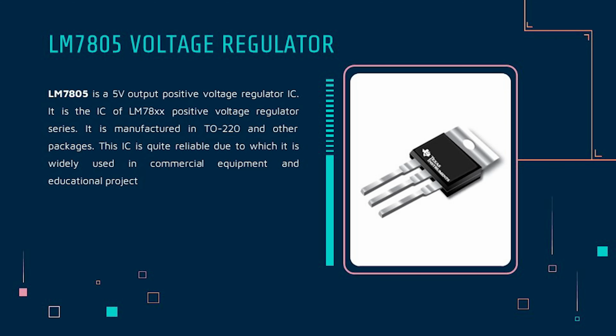Coming to LM7805 voltage regulator. LM7805 is a 5 volts output positive voltage regulator IC. It is an IC of the LM78XX positive voltage regulator series. It is manufactured in TO-220 and other packages. This IC is quite reliable, due to which it is widely used in commercial equipment and educational projects.